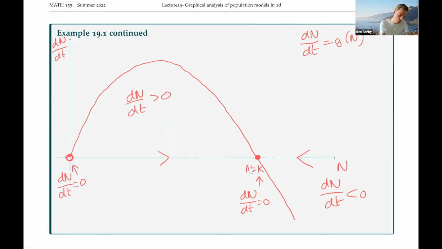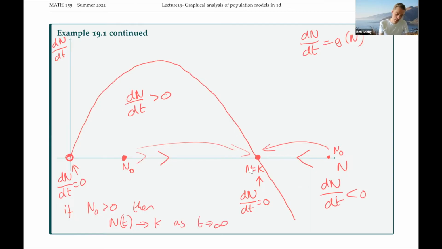So what this tells us is that if we start off at some value along this line, when n is between 0 and K, suppose we're at this value here, that's our n0, we're going to see that our population size increases, eventually tends towards K. Likewise, if we started with some value over here, this was our n0, you eventually see that our population size will tend towards K. If we started off with no individuals in the population, we'll just stay there. So what we can say then is if our n0 is greater than 0, then n of t will tend towards K as t tends towards infinity.